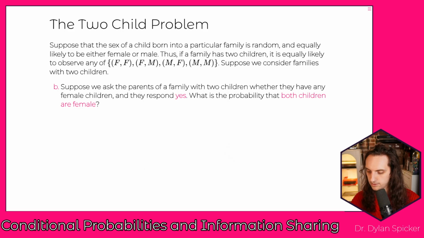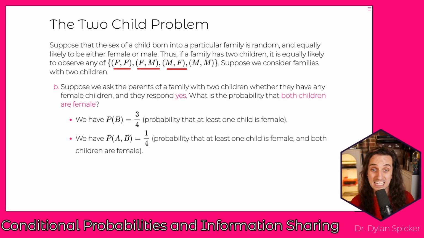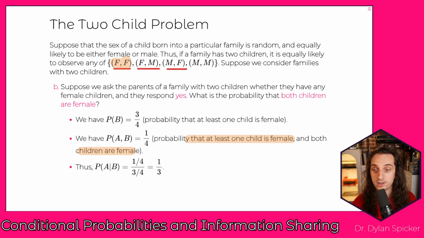We can also do this calculation directly, and so we'll walk through this here. In this case, the probability of B is going to be 3 out of 4. So the probability that at least 1 child is female is 3 out of 4: female-female, female-male, male-female. 3 of those 4 events. Probability of A and B, so the probability that at least 1 is female and both children are female, well, that's just both being female, right? So that's 1 in 4. So 1 out of 4 divided by 3 over 4 is 1 out of 3.